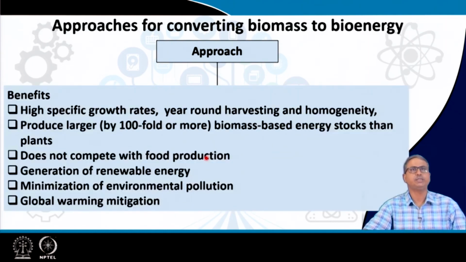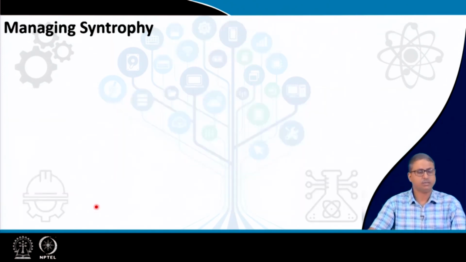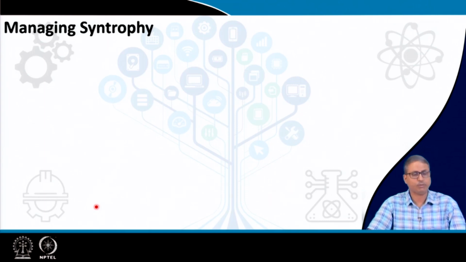Now, the benefits of these approaches are high specific growth rates, year-round harvesting and homogeneity, production of 100-fold or more biomass-based energy stock than plants, no competition with food production, generation of renewable energy, minimization of environmental pollution, and also it helps in mitigating the global climate change problem, global warming.